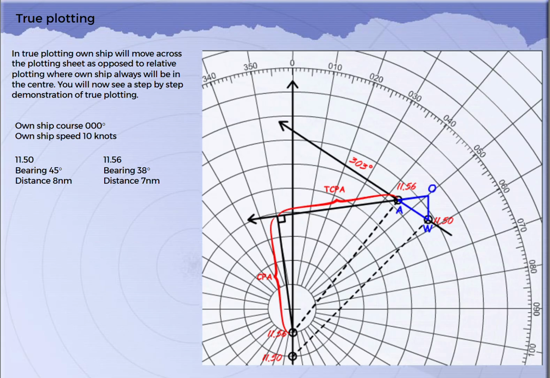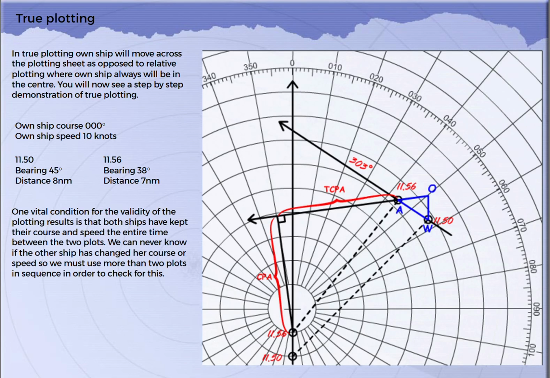True plotting does not have to be done on a plotting sheet. You can just as well use any piece of paper or plot directly in the chart. It is, however, important to use a suitable scale for the task. We can get the exact same information from true plotting as from relative, and it is up to the preference of the navigator which method is used.